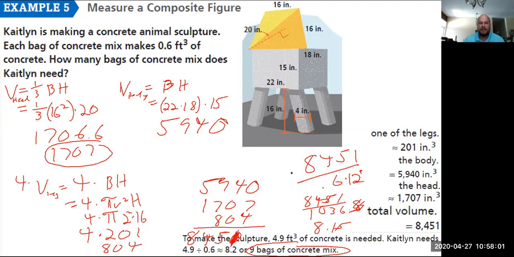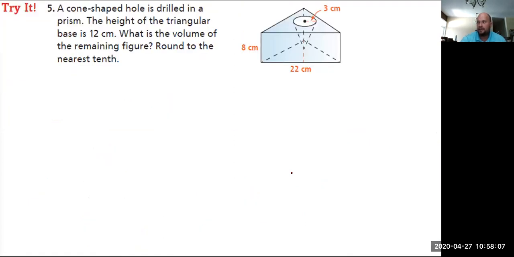All right, we'll stop there. There was one other example, but again, it's kind of the same thing. It's just instead of adding, it'd be subtracting. So you have two shapes on that one. You have the triangular prism and a cone. You just subtract the volume of the cone from the triangular prism.